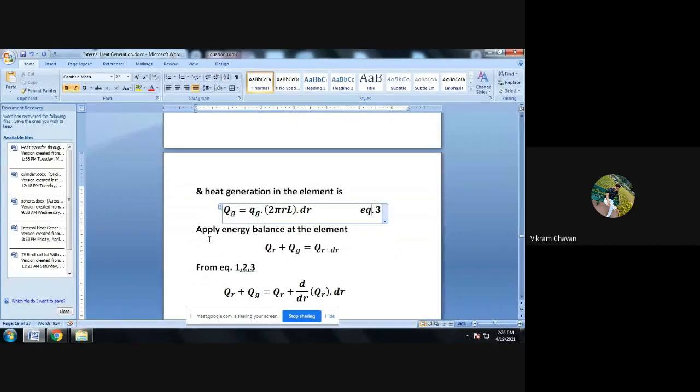Now we have to apply the energy balance equation at the element. What is meant by the energy balance equation? So energy balance means what?